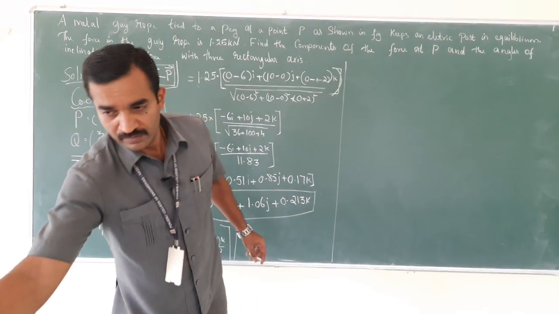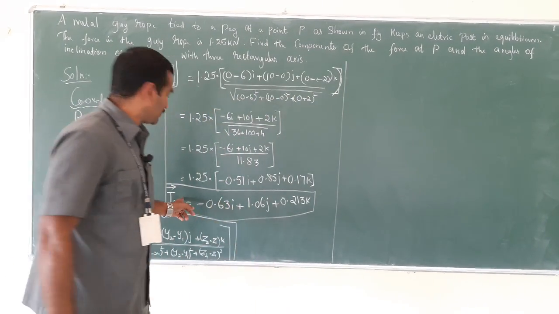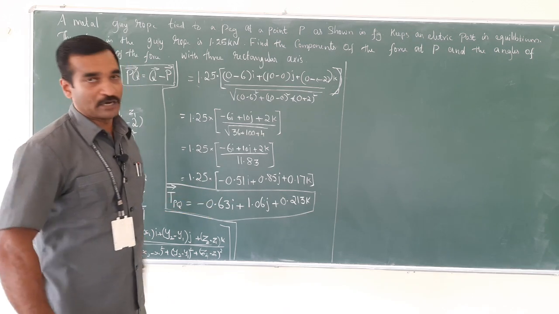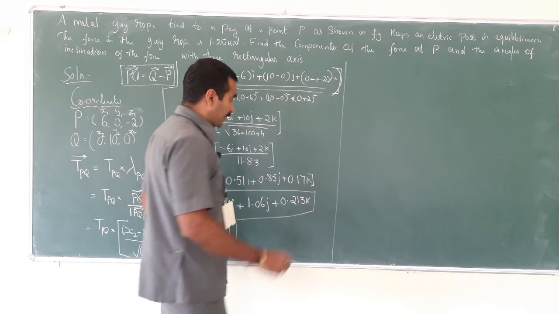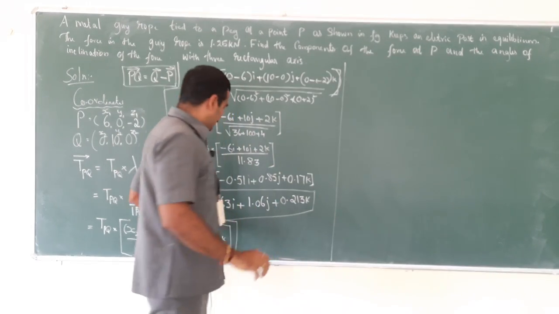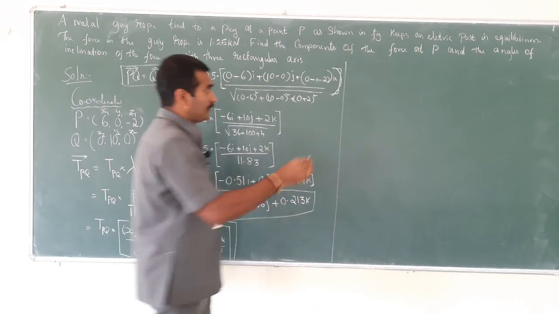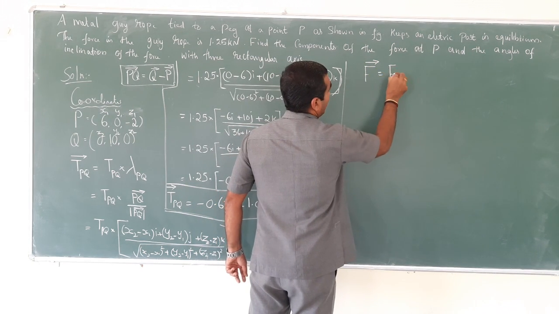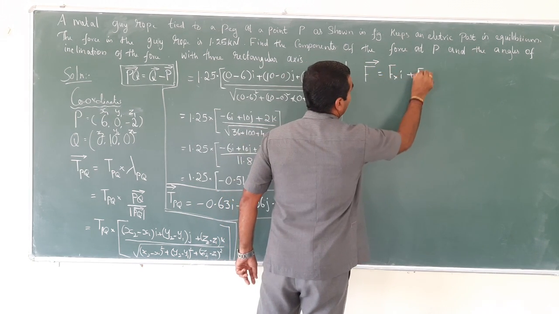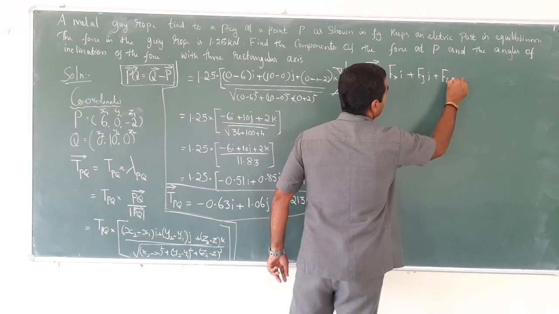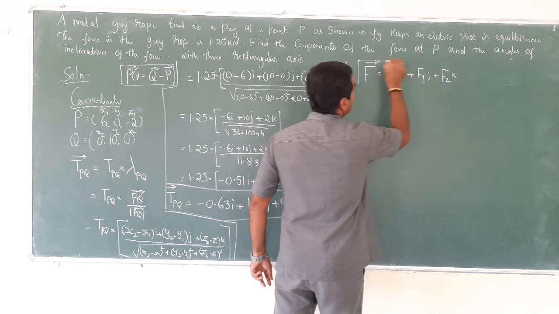So we have arrived at this force vector, a tensile force T_PQ, in this format. To check, that means it is in the format you remember: F vector equals F_x i plus F_y j plus F_z k. Now it is in this format.